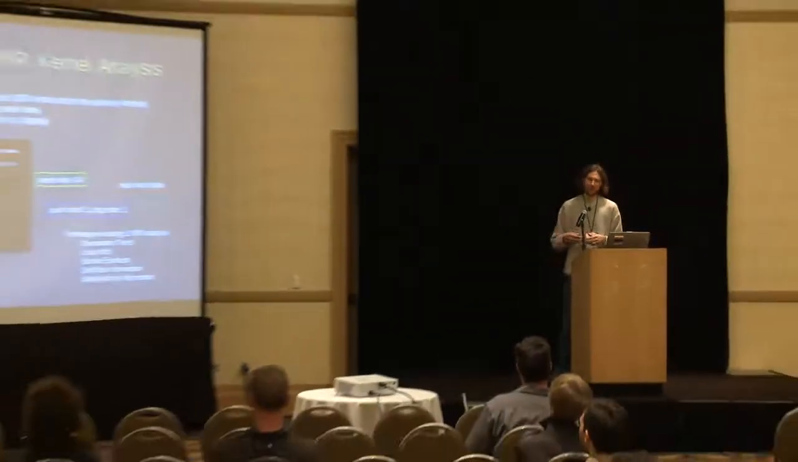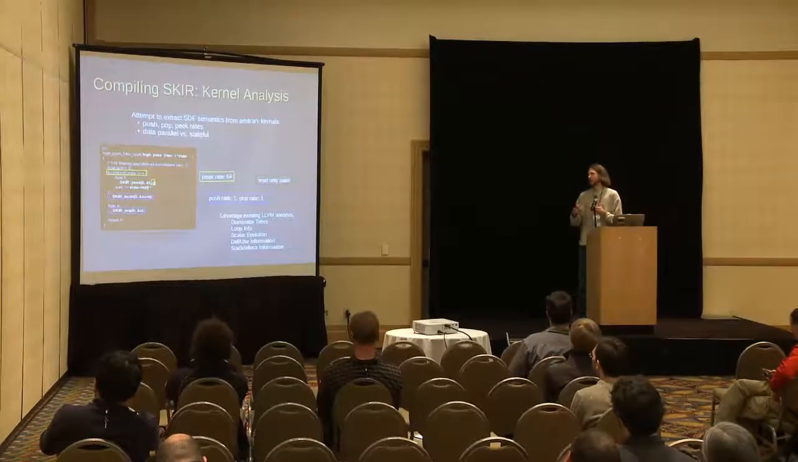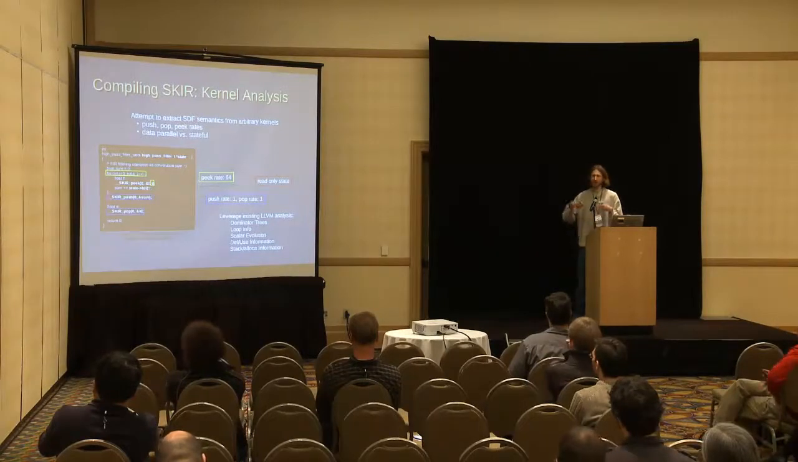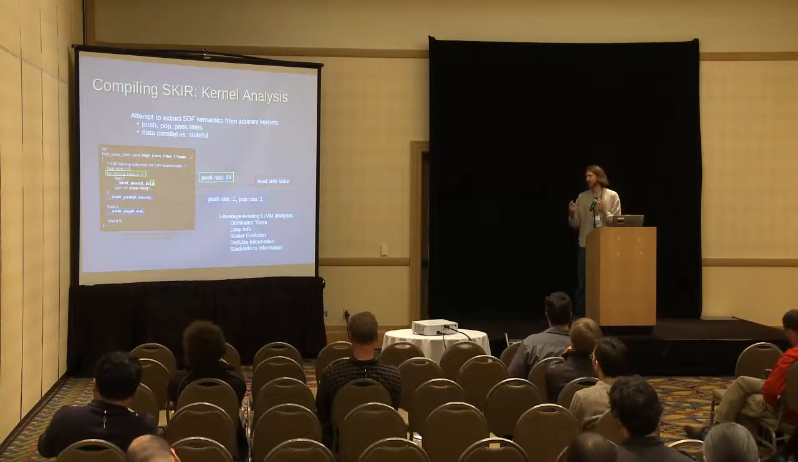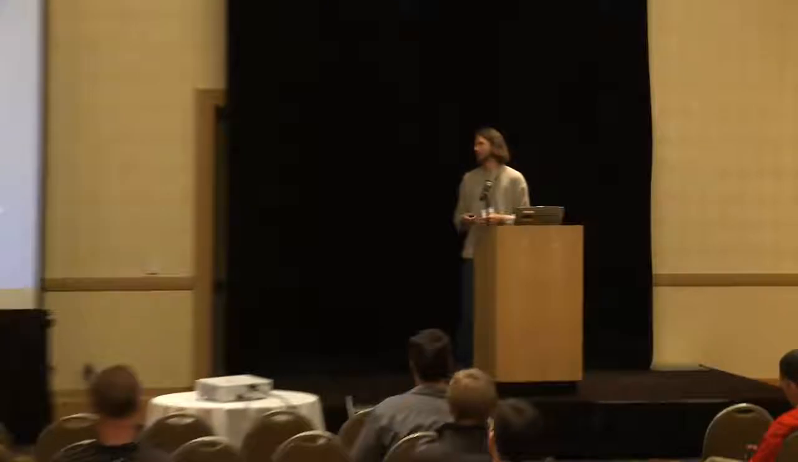So our basic kernel analysis just tries to extract static data flow semantics from arbitrary kernels. So recall that we're operating in a Kahn data flow model where a lot of the optimizations in the synchronous data flow model are not available to us. But if we can identify parts of that stream graph that are static, that is, they have fixed input and output rates, then we can do more interesting things.